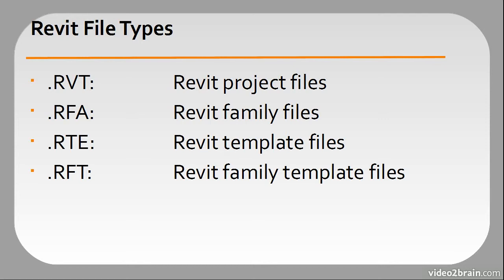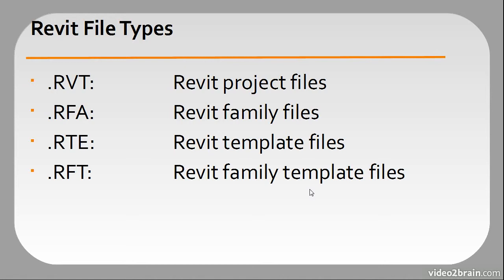The objective of this exercise is to review what the different families are and explain their role in the model. If we look at the slide, we'll look at the 4 different Revit types that there are. There's RVT, that's a Revit project file. That's the main file you'll be working in most of the time. RFA is what I just mentioned. It's a Revit family file. These files are loaded into the model and interact with other families within the model. RTE is a Revit template file. These are the files you'll use when you start a brand new project. RFT is a Revit family template file. These are the files you'll use when you start to build a brand new family from scratch.